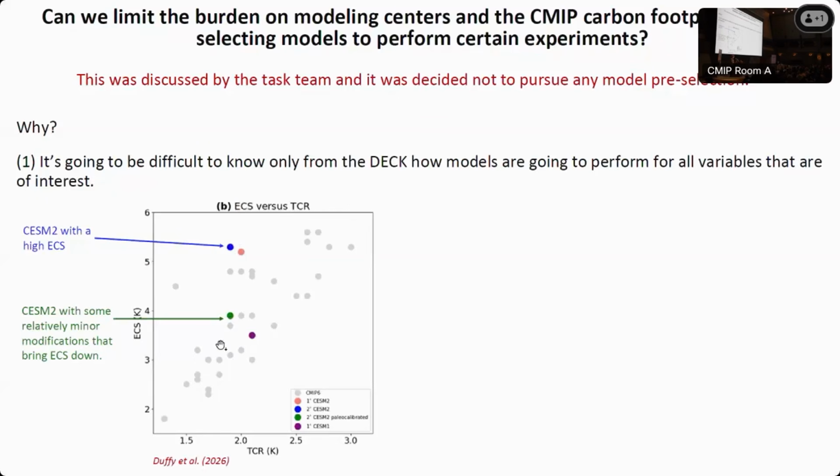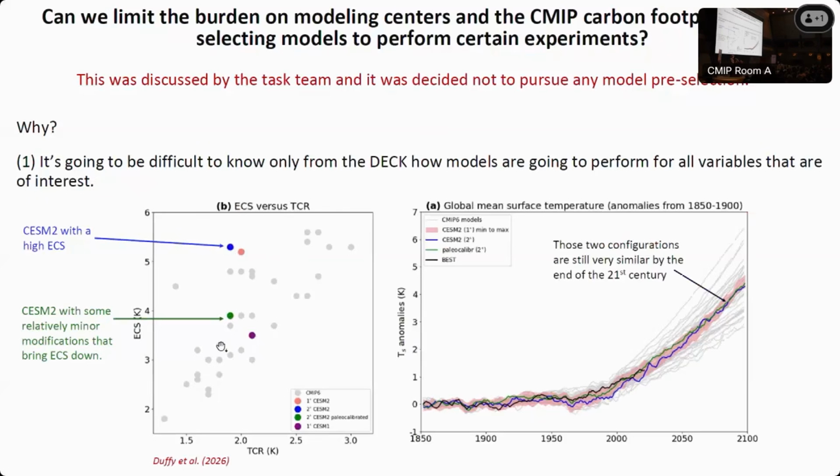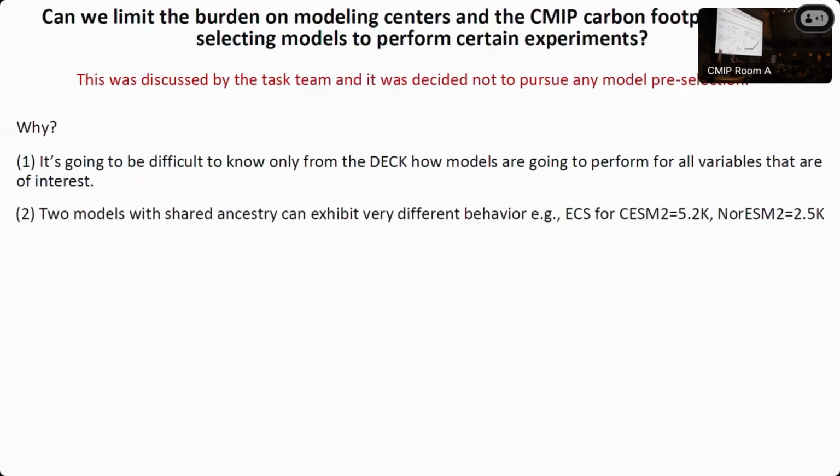But that actually doesn't change the transient climate response. And these two different versions of CESM2 look very similar in global mean temperature by the end of 2100. So if you'd ruled out CESM2 because it was a hot model, you might have missed out on any benefits from having CESM2 in the ensemble. And the fact that it was a hot model actually doesn't have much bearing on the timescales that many people care about. Two models with shared ancestry can exhibit very different behavior.